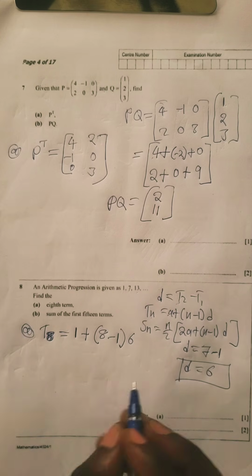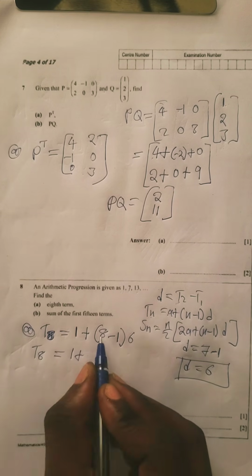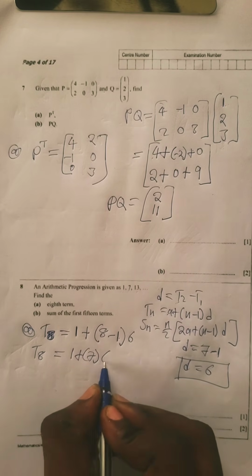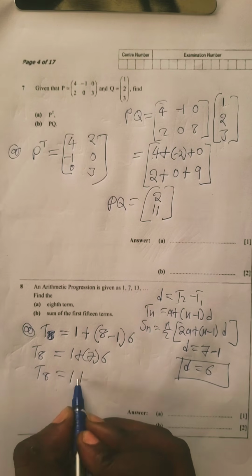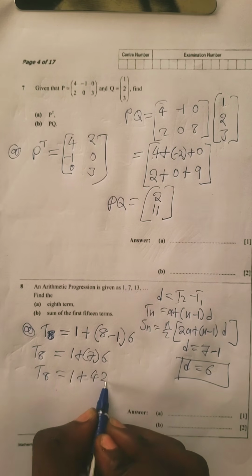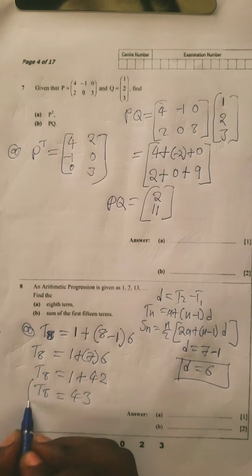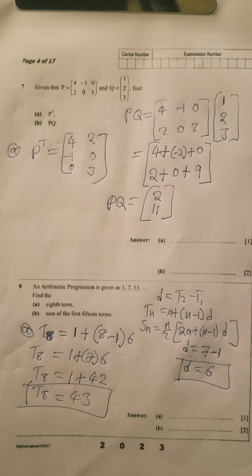Then what are we going to do now? We'll say our term 8 therefore is going to be 1 plus 8 minus 1, which is 7, multiplied by this 6. So our term 8 is going to be 1 plus 7 times 6, which is 42. So our 80th term is going to be 43. So this is our A. I hope you understand that one. Let's go for our B.